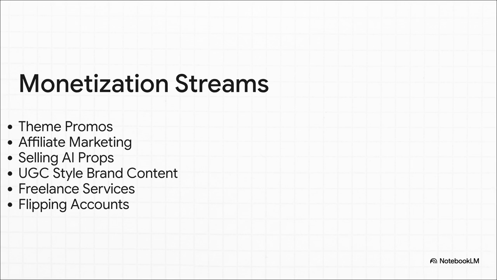Section 5, 6 ways to monetize. Once you've mastered the building phase, you unlock these 6 distinct revenue streams. 1. Theme promos, literally cold emailing brands for paid shoutouts. 2. Affiliate marketing, dropping links in your bio for commission. 3. Selling AI props and services to other creators. 4. UGC-style brand content. 5. Freelance services, like making reels for local businesses to run on Google or Meta. And 6. Flipping accounts, just growing the page and selling the whole shebang.